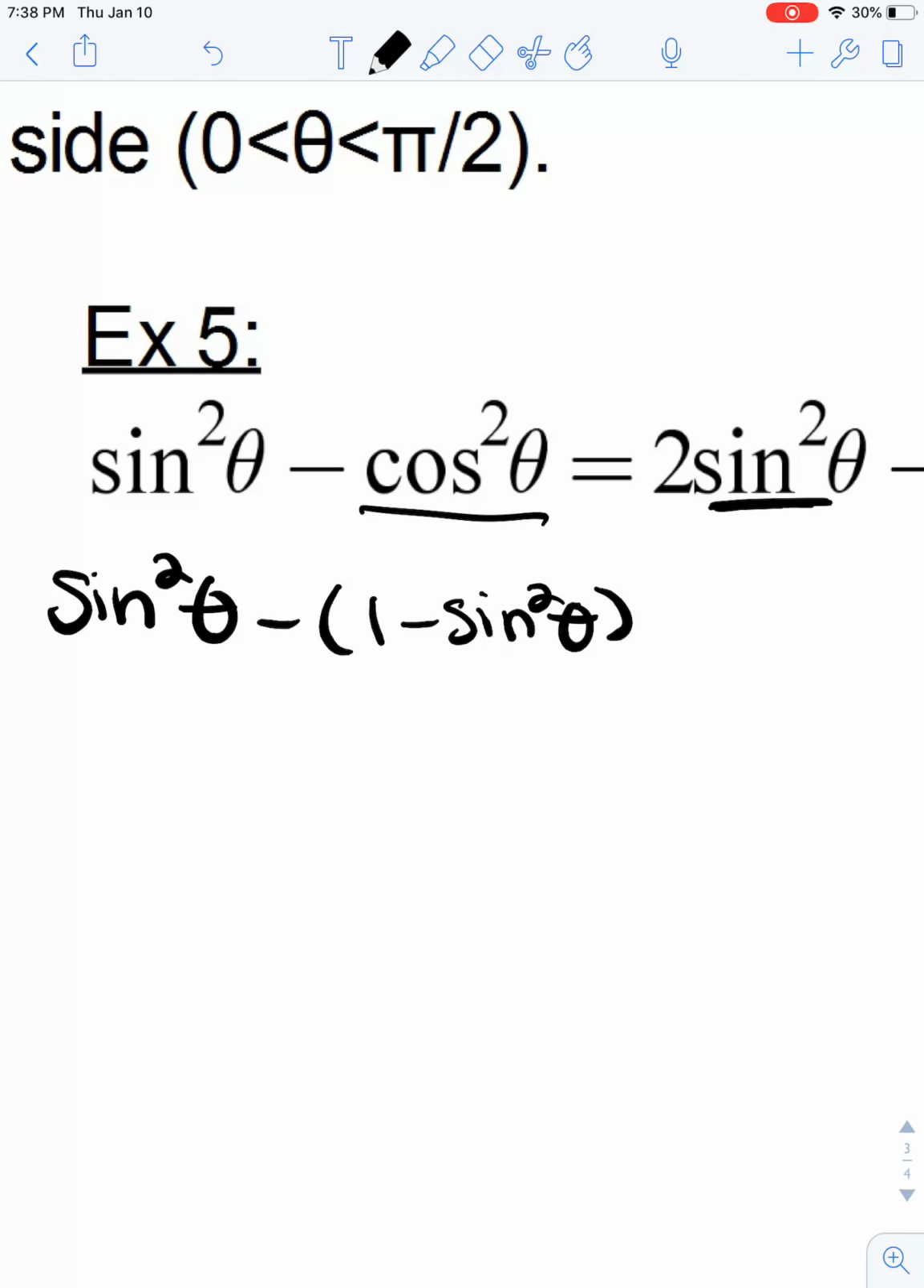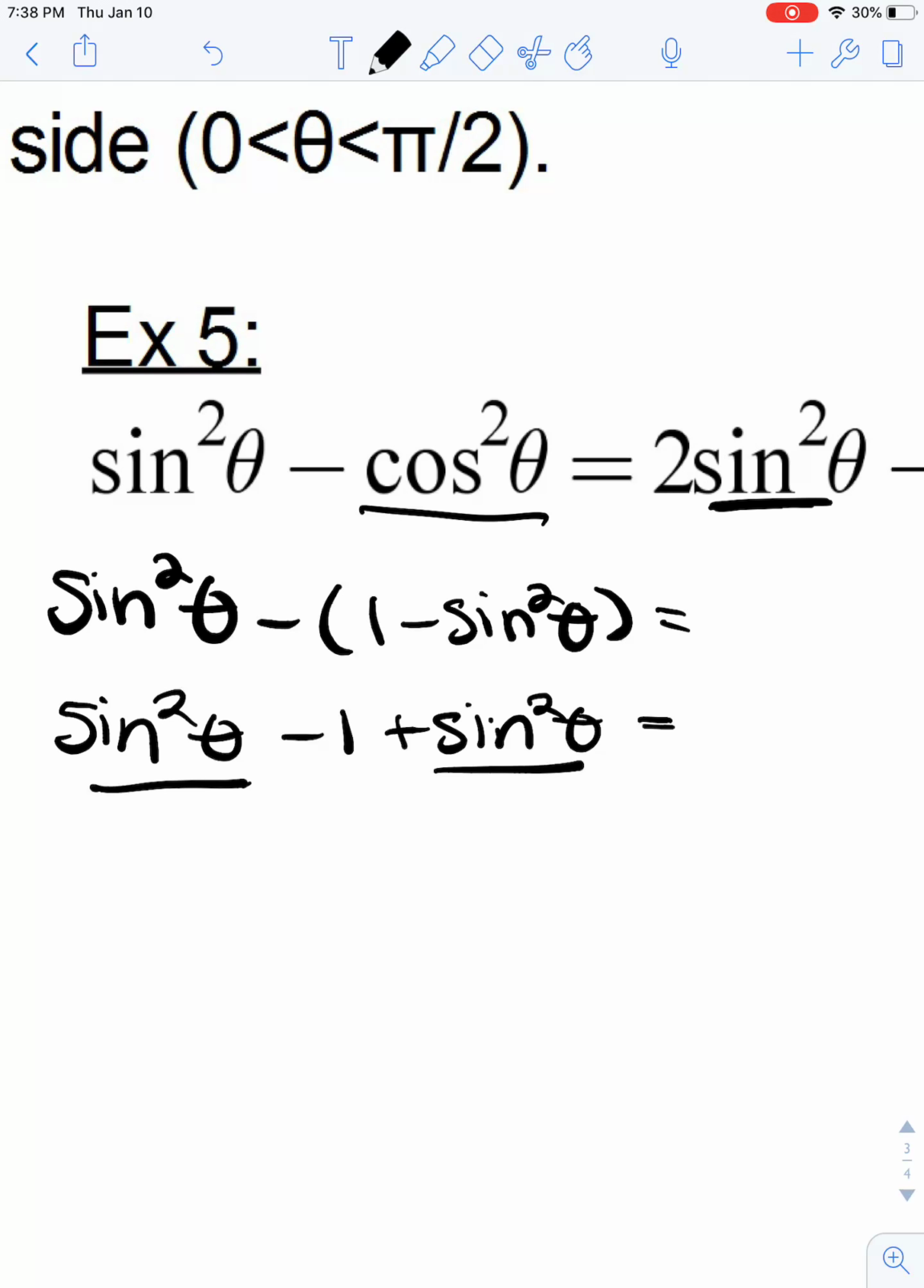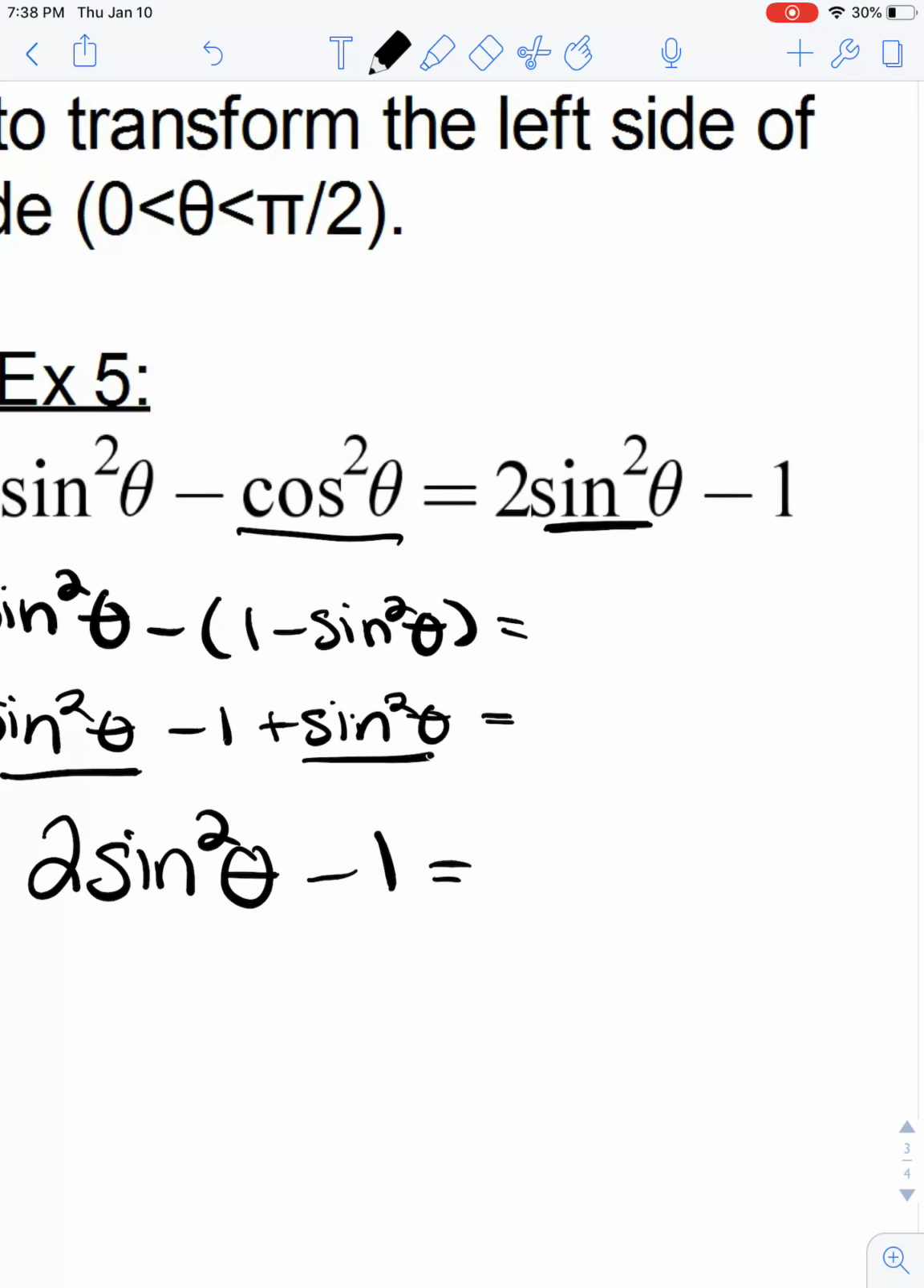So I would get sine squared theta minus (1 minus sine squared theta). And we would just have to do a little distributive property here. So I get sine squared theta minus 1 plus sine squared theta. And if you look, now I can combine like terms because I have 2 sine squared theta, so that's going to become 2 sine squared theta minus 1. So now the left-hand side has been transformed to the right-hand side.